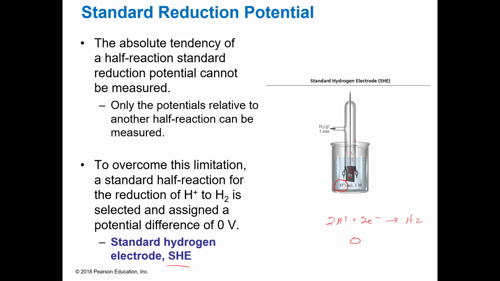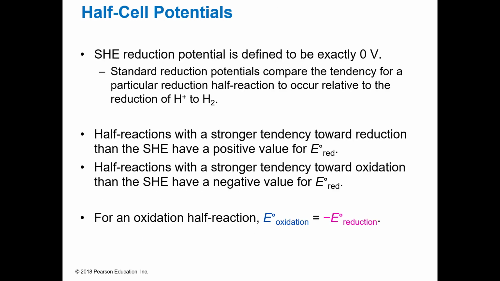All right, so that is what we make it. It's a definition that we have created and everybody follows. So now when I attach this electrode to any other half reaction, I can assign the voltage of that, or the potential energy, based solely on the other substance. That's why it's so important. The standard hydrogen electrode reduction potential is defined as exactly 0 voltage.